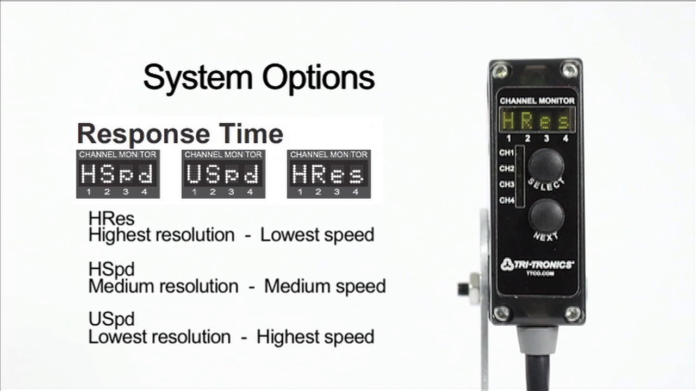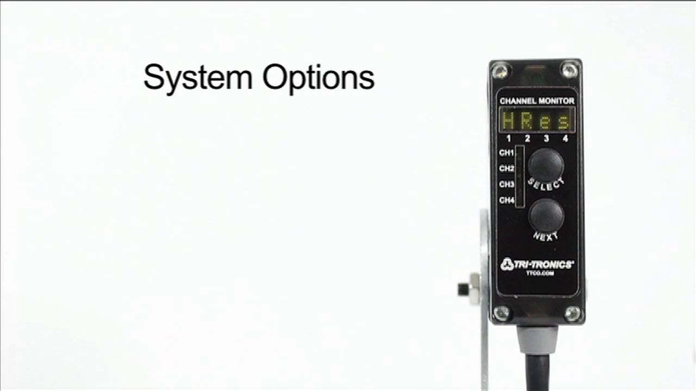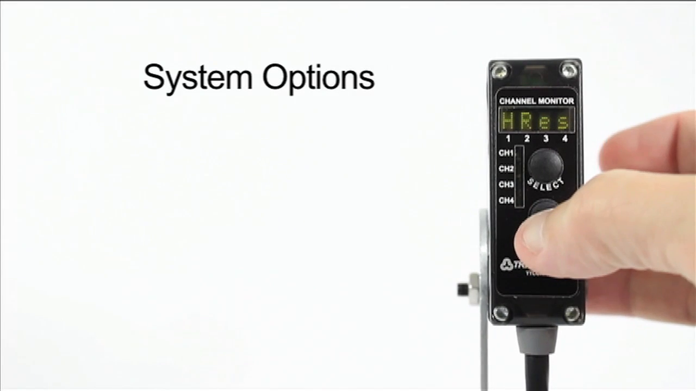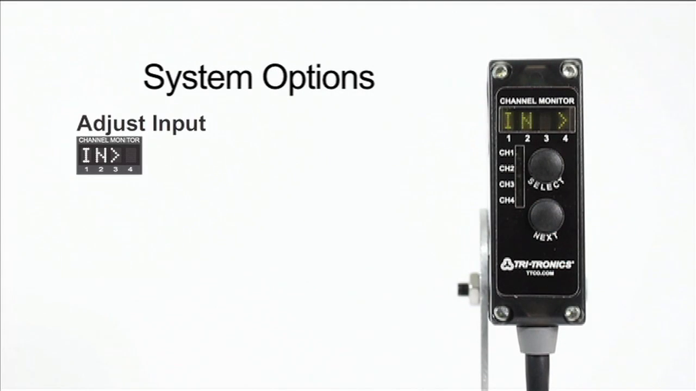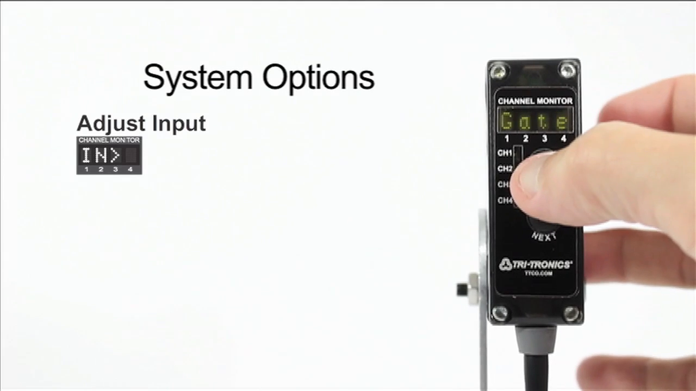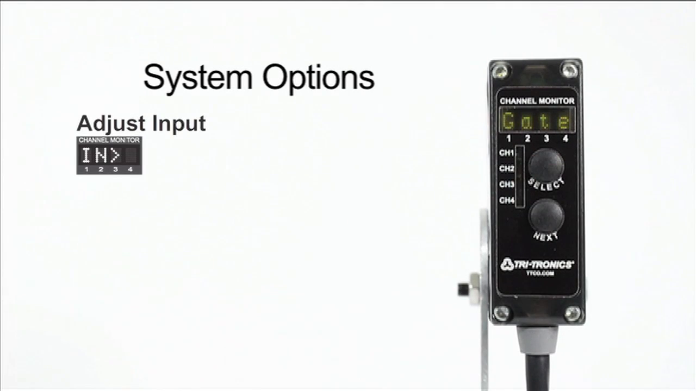Note that these settings are only available in the short-range models. Long-range models have a fixed resolution and response time. Note that High Speed is the default setting. Pressing Next one more time will advance to the Input submenu. Press Select to enter this submenu, or Next to bypass it and go to the next option.